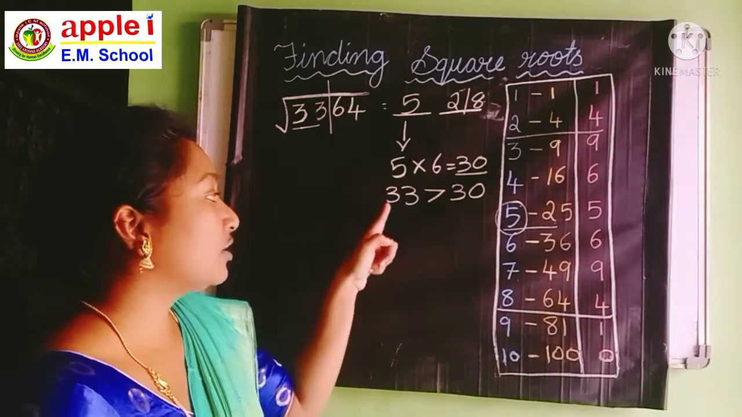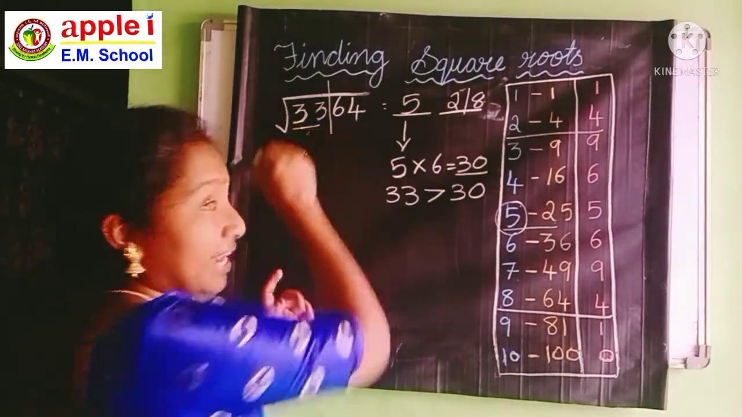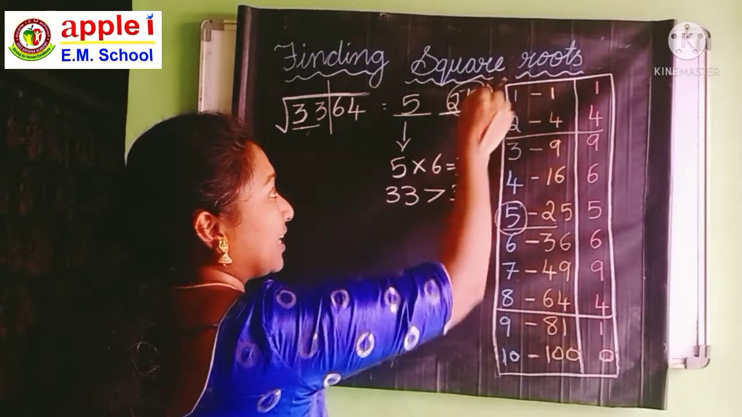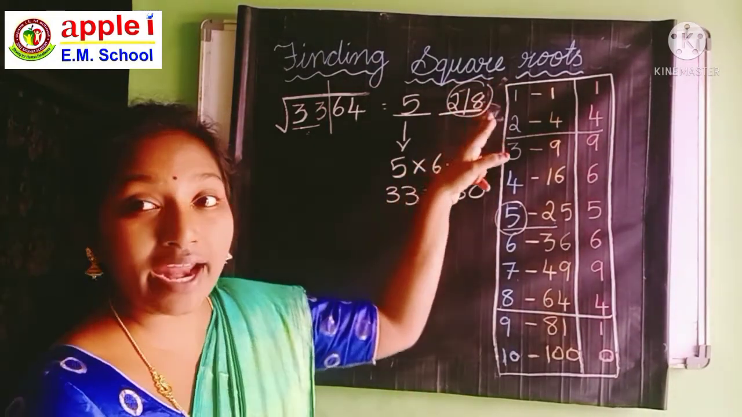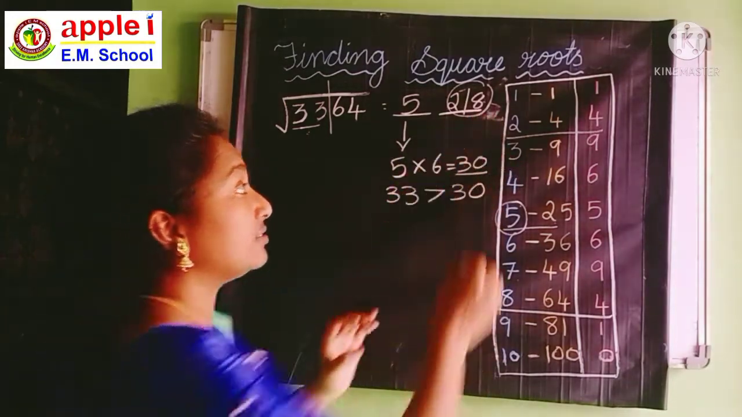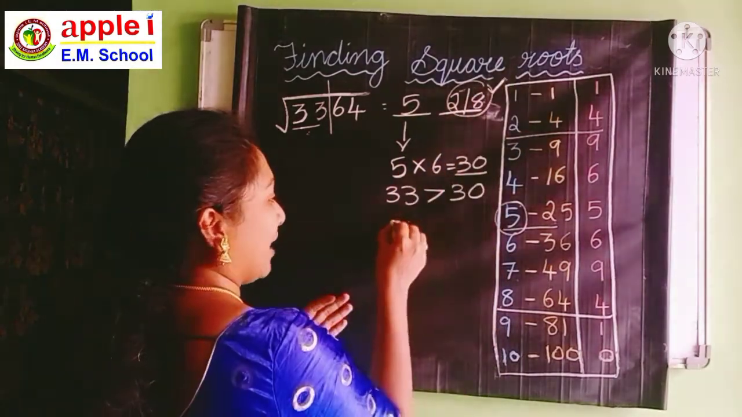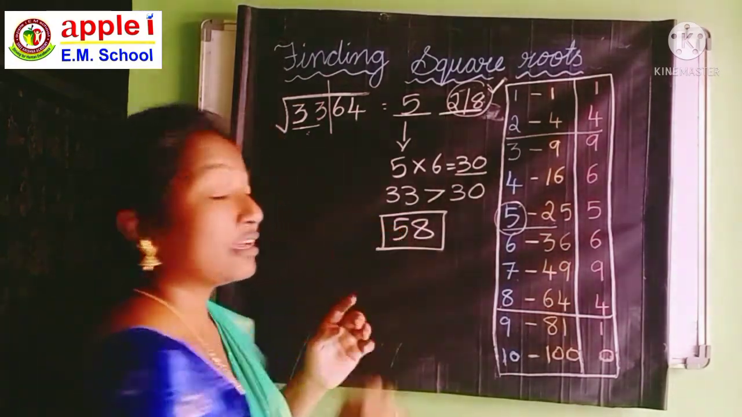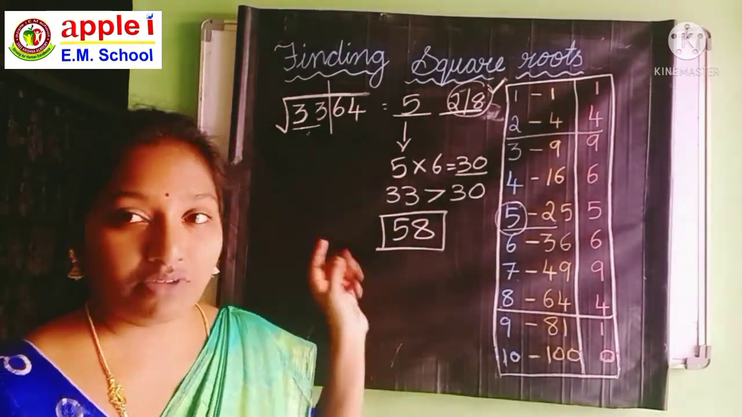So this number is greater. If it is greater, we have to take the greatest number. Of 2 and 8, which is the greatest? 8 is the greatest. So the answer is 58. The answer is 58.